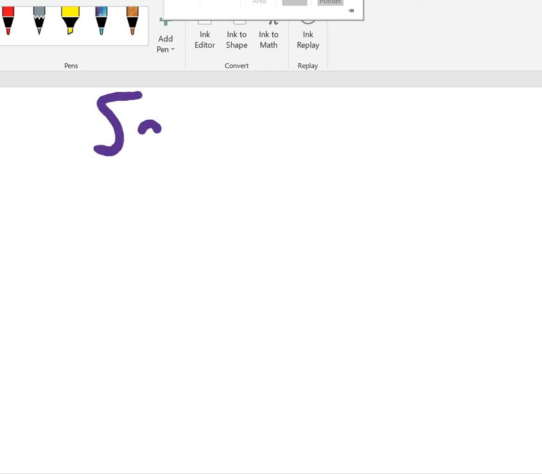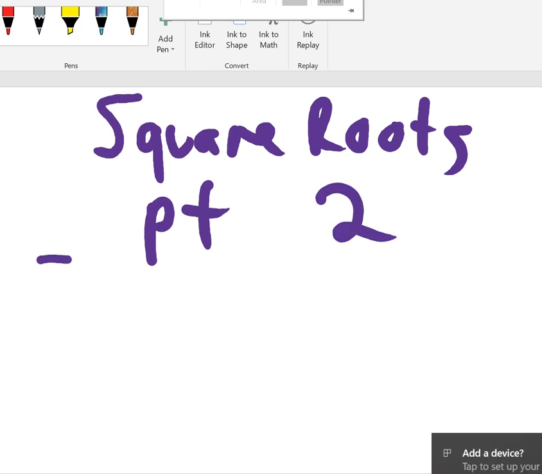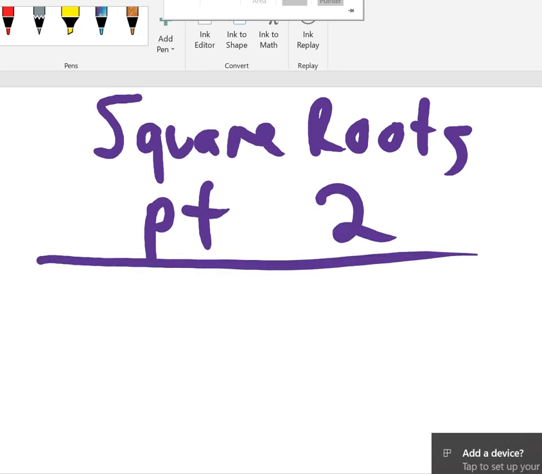This is square roots part 2. So we looked at perfect squares. We looked at what the notation looks like. We're going to talk a little bit more about this because, as you saw with the perfect squares, not every number is a perfect square.